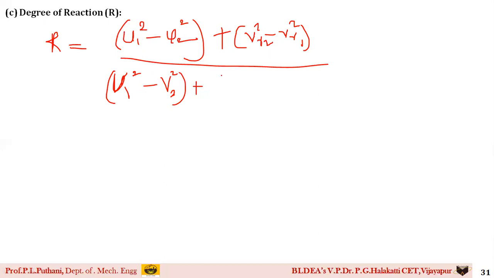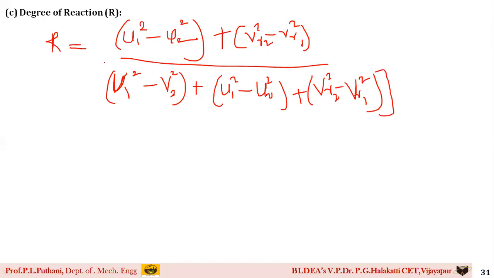plus U1 square minus U2 square plus VR2 square minus VR1 square). Yes, students. Now, if I multiply this degree of reaction equation by these terms, 1 by 2 GC, similarly here in the numerator as 1 by 2 GC.